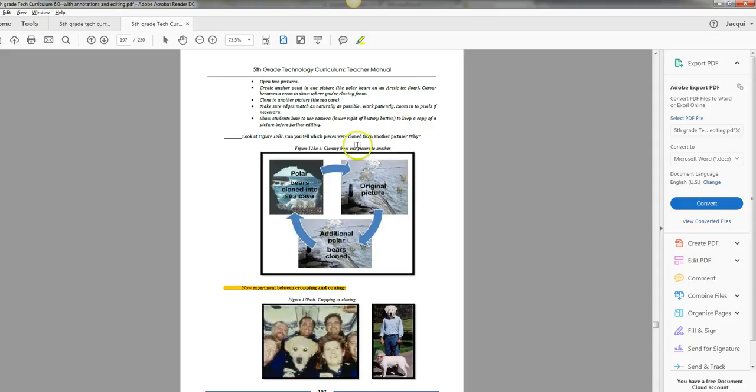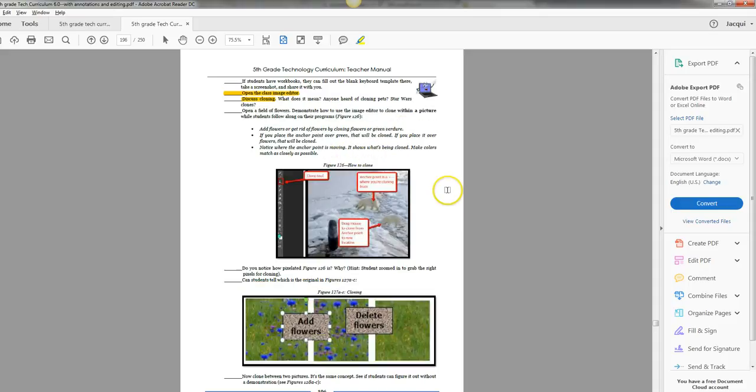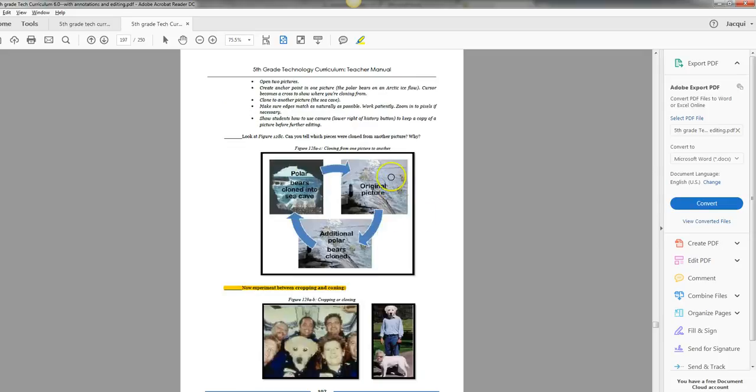So you want them to open a picture and practice cloning that picture, either adding to it, like up here, adding more polar bears, or taking polar bears away within one picture. Then open 2 pictures and clone, say, in this case, we cloned the polar bear from the sub to the sea cave. You can see they're exactly alike.